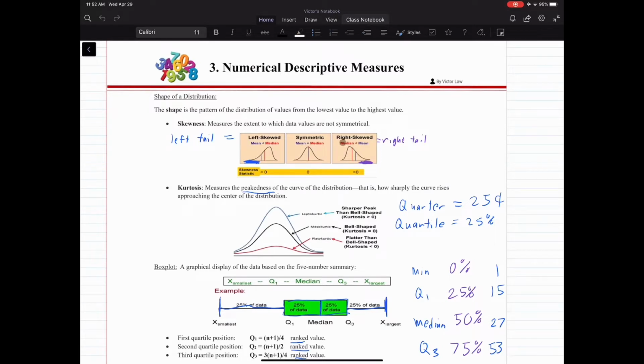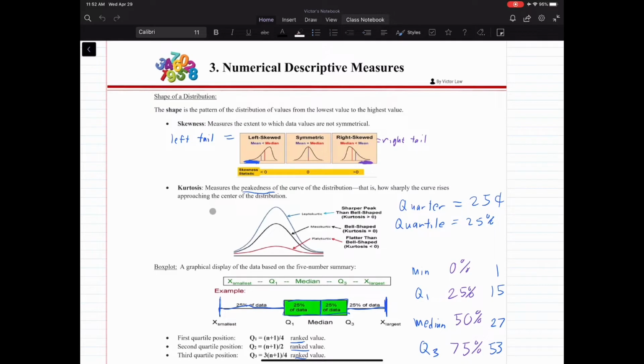Same idea for right skewed. When we look at the distribution, what we can see is that we have a right tail. The tail is where you have the least data. So when we have a right tail, that means we have right skewed. So the tail will tell you whether this is left skewed or right skewed. And that's skewness.